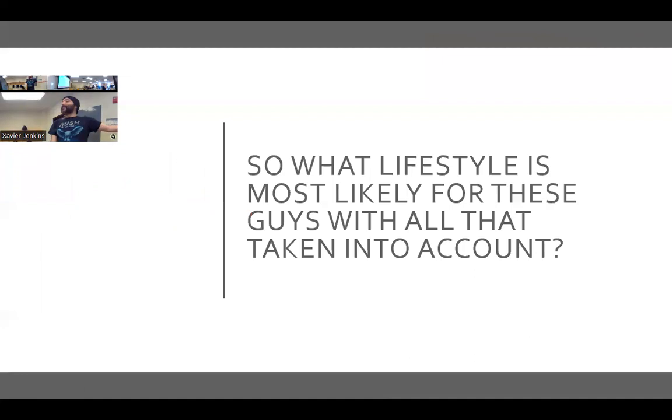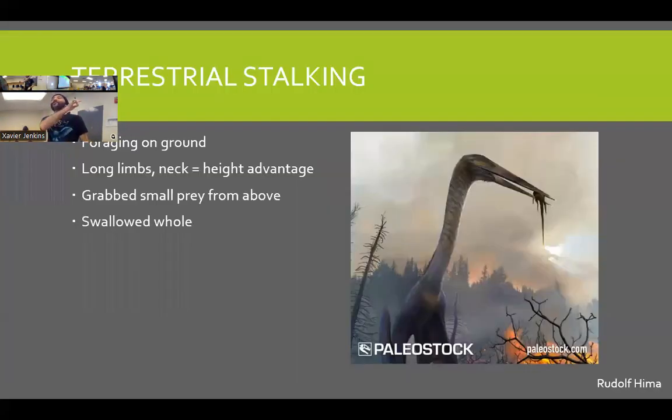So, with all that taken into account, what type of lifestyle is most likely for Azhdarchoids? Well, there's actually a name for it: terrestrial stalking. So the general idea is that Azhdarchoids would have fed on the ground while walking around on the ground. The long limbs and neck would have given them a vantage point from which they could see small prey on the ground. And then they would have basically just plucked it up from above and swallowed it whole.